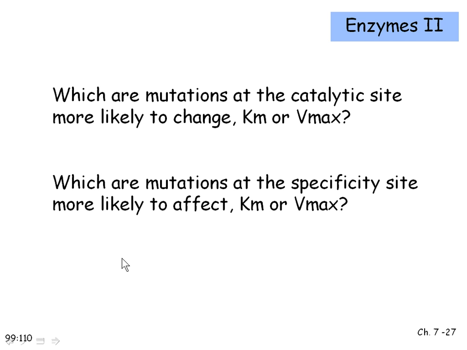I want you to talk to each other for a little bit about these questions. If you have a mutation at the catalytic site, which is more likely to change, the Km or the Vmax? And comparably, if you have a mutation at the specificity site or a specificity pocket, which is more likely to change, the Km or the Vmax? So chat among yourselves to see if you can come to a consensus, okay?